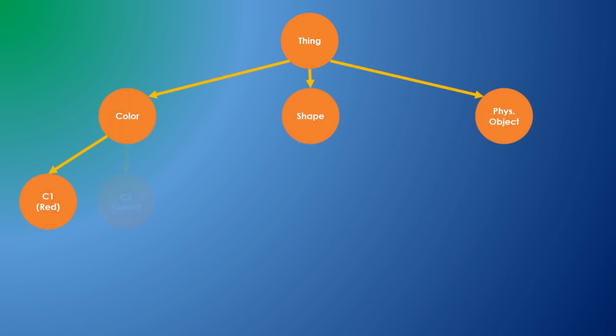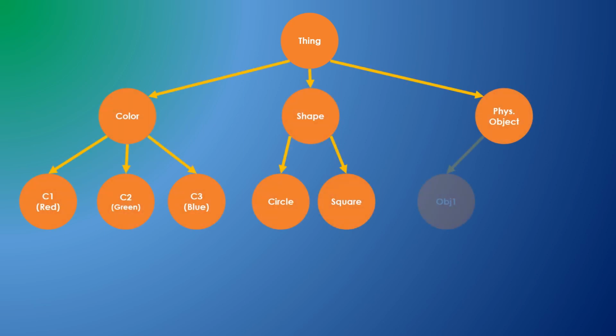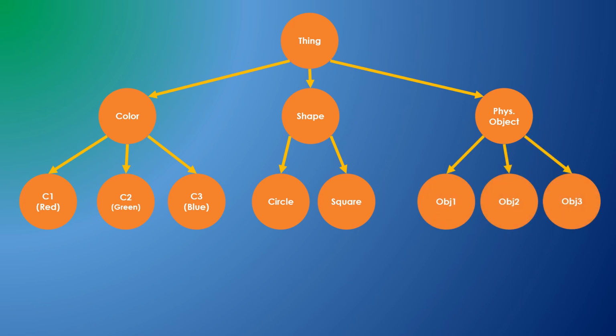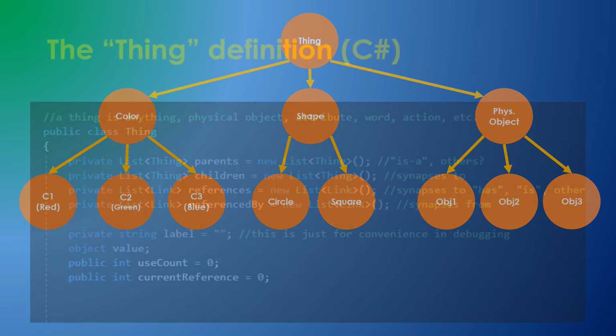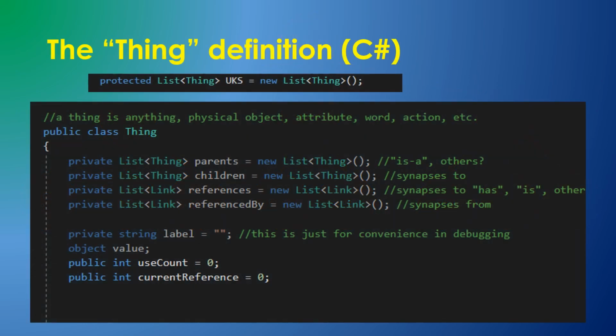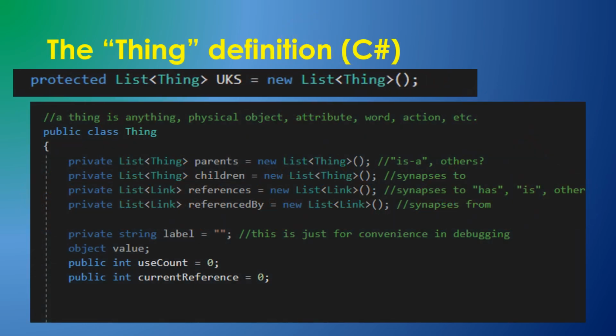The knowledge store might look like this with the parent-child connections shown. From this we could say that a circle is a shape and a shape is a thing. Before continuing with the structure of a thing, understand that the universal knowledge store is essentially just a list of things. Things which contain links to other things within the knowledge store.